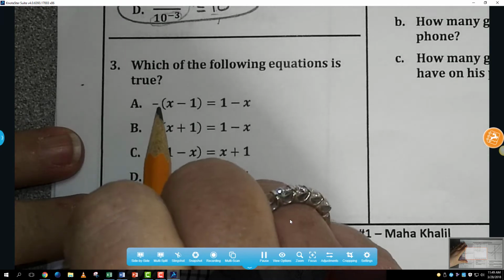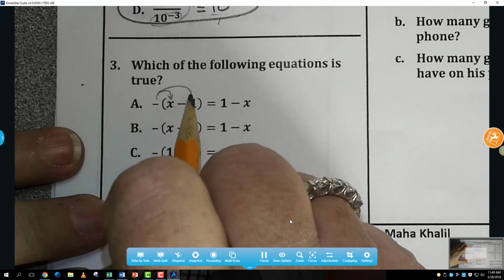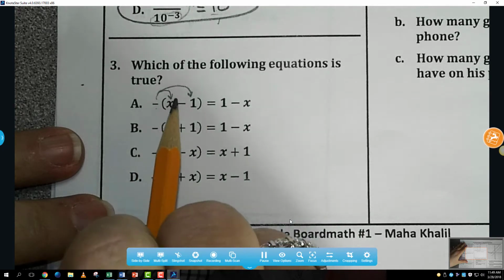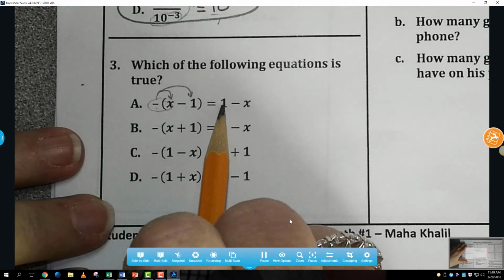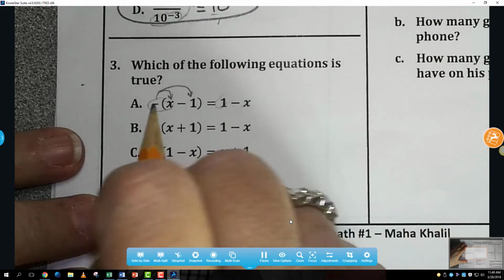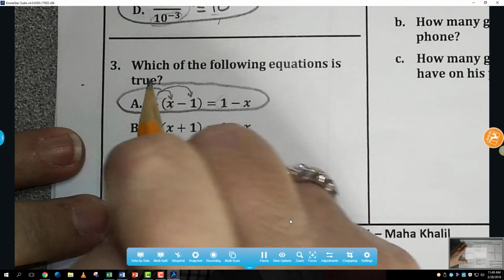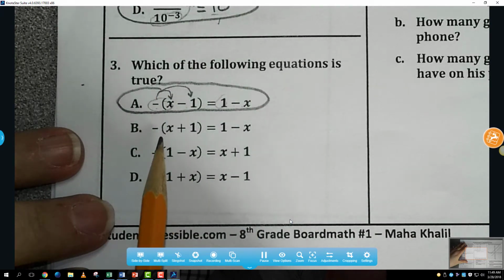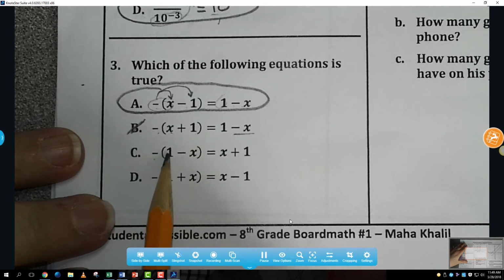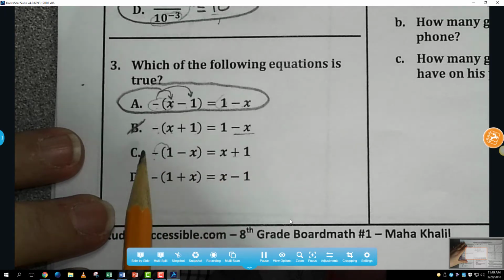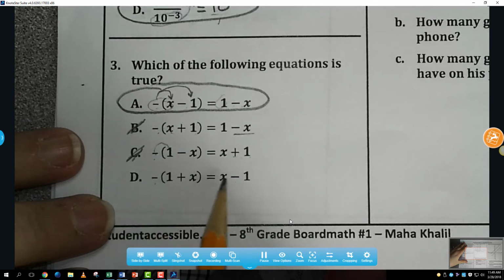Number 3, which of the following equations is true? Over here, I need to distribute the negative sign. When I distribute the negative sign, X is going to become negative and 1 is going to become positive. So 1 is positive here, X is negative, so it's going to be A. Just to show you quickly why the rest are wrong: on this one, when I distribute a negative, X would be negative, so that's fine, but 1 would also be negative. Here, this would be negative 1, this is positive 1. Here, this is negative 1, that part's okay, but then this would be the opposite of X, which this is not.